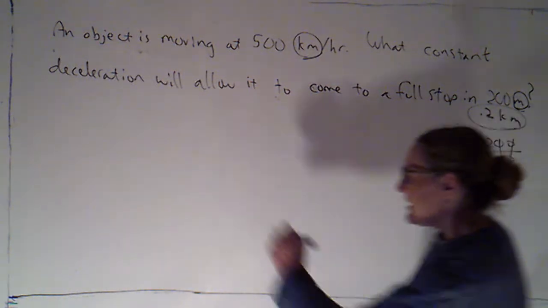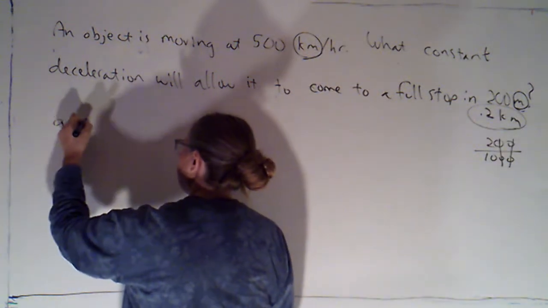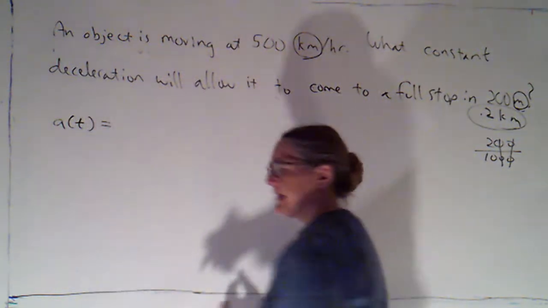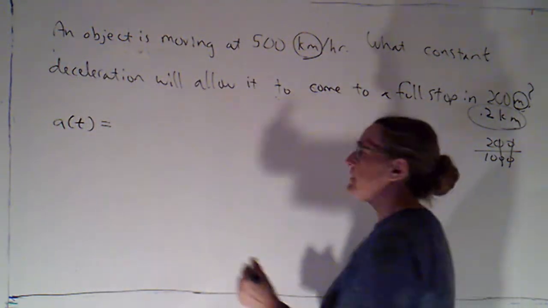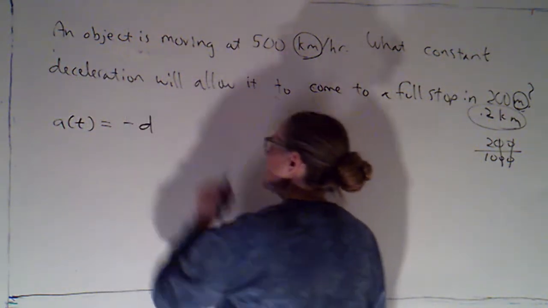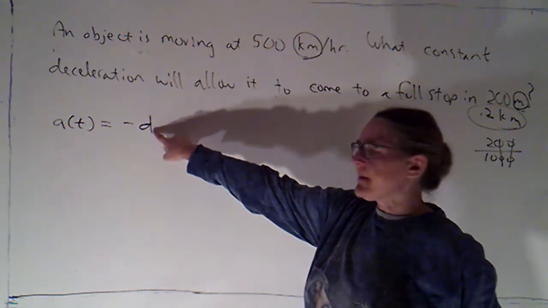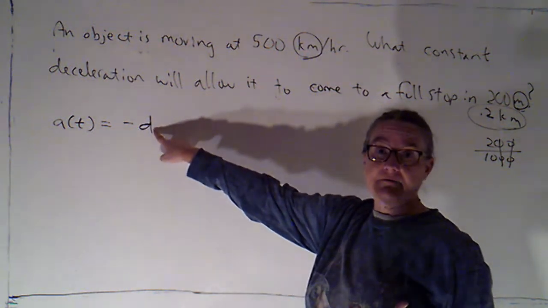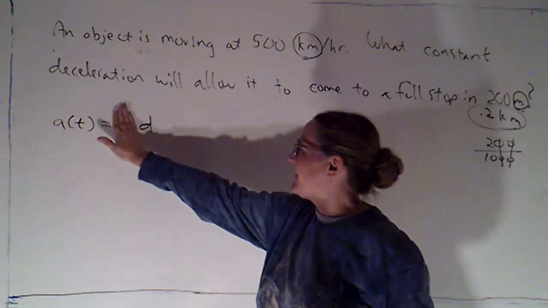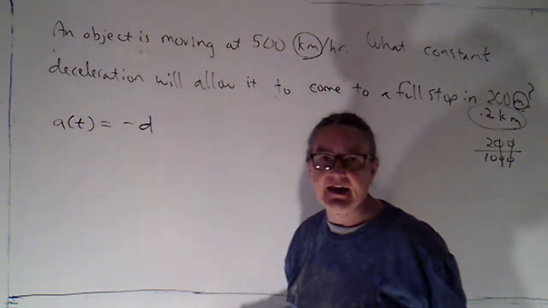So here's what I'm going to do. I'm going to write down that acceleration is constant, and it's a deceleration. I'm going to write it as negative d. That just means that the d that I'm going to be solving for is going to be a positive number. If I didn't put the negative sign there, the d that I'd be solving for would just be a negative number.